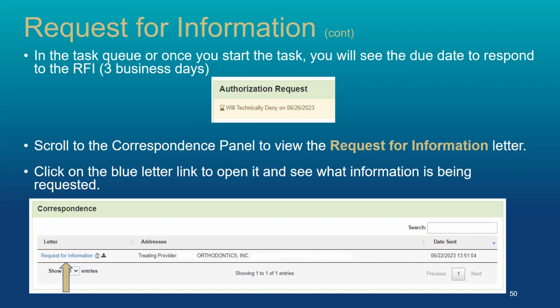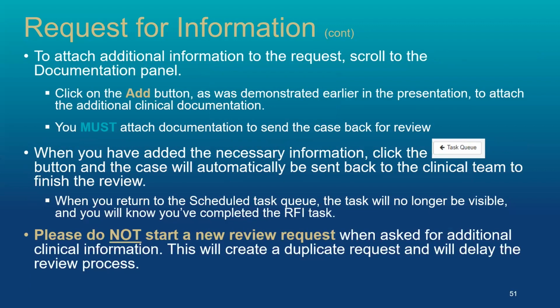And so what you'll do is you can scroll all the way down to the bottom of the page, and there'll be a new panel called the correspondence panel. And here is where you'll be able to see the request for information letter. Now, the information on that letter is going to be identical to what is in that blue bubble. So that's why I said you can look at the bubble first before you ever get into the case.